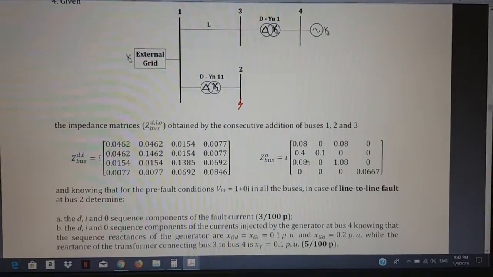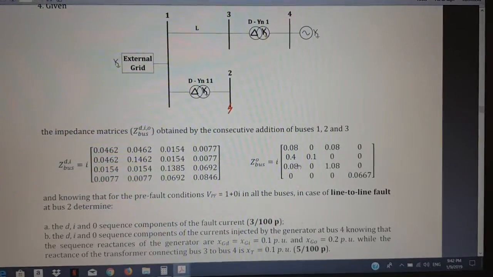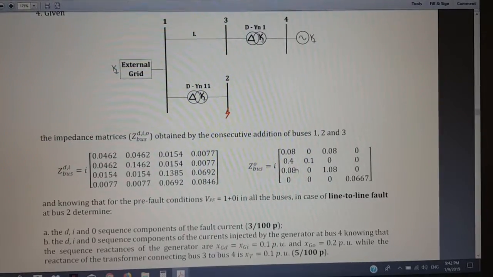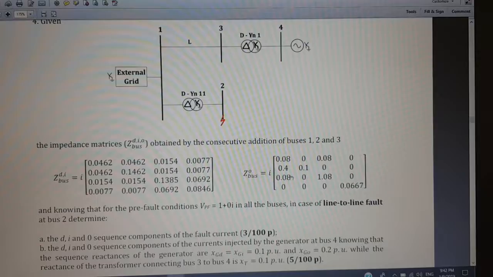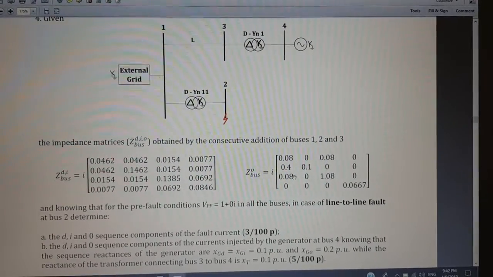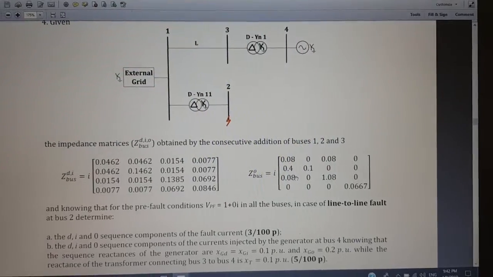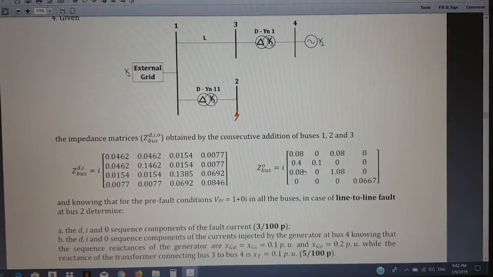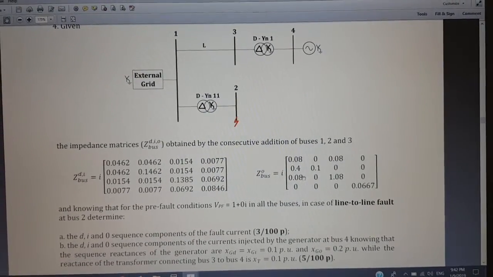This is another question. In the previous tutorials, we found the line to ground fault. In this question, we will solve the line to line fault, which is a type of unsymmetrical fault. In the first part, it again asks for the positive, negative and zero sequence fault currents.